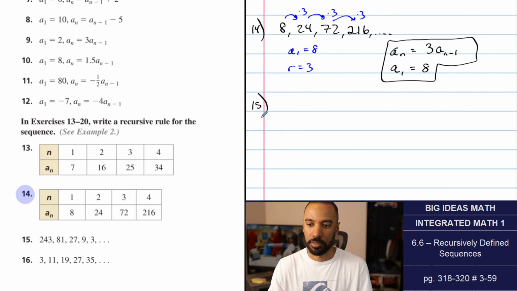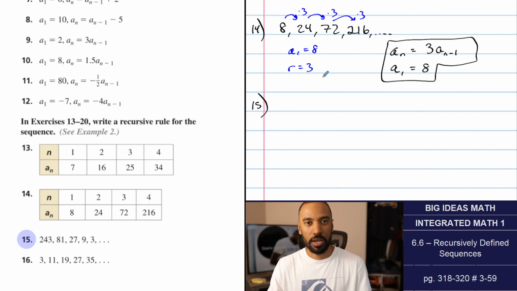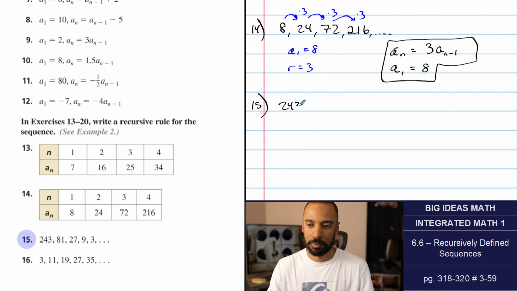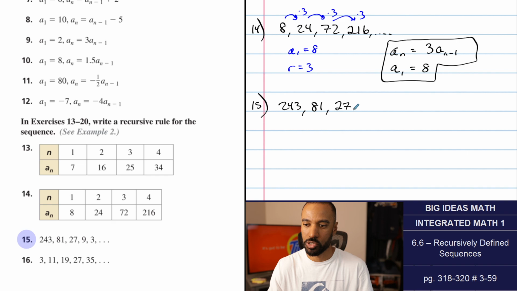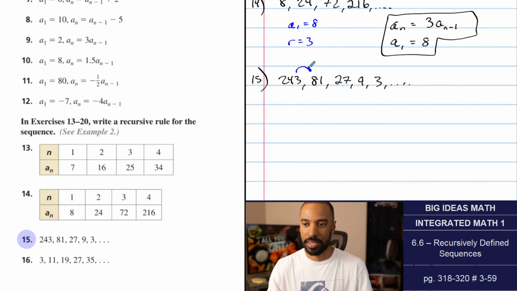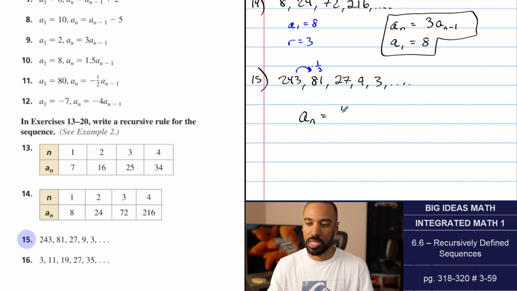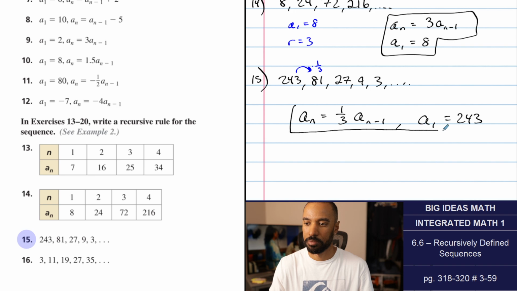Okay, number 15. Speaking of geometric sequences, we are dividing by 3, but we don't quite say dividing by 3 here. Maybe you couldn't tell from the beginning ones, but you can see we're going from 27 to 9 to 3. Those are pretty more straightforward. But hey, we're multiplying by 1/3. Times 1/3. So I'll just indicate that here, times 1/3. So from there, we could probably just write out our rule, right? We say we take 1/3 of the previous term, and our first term being 243, like that.